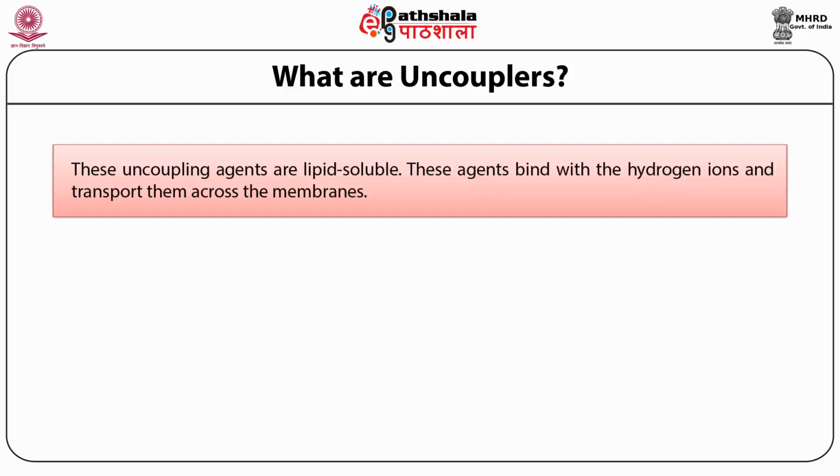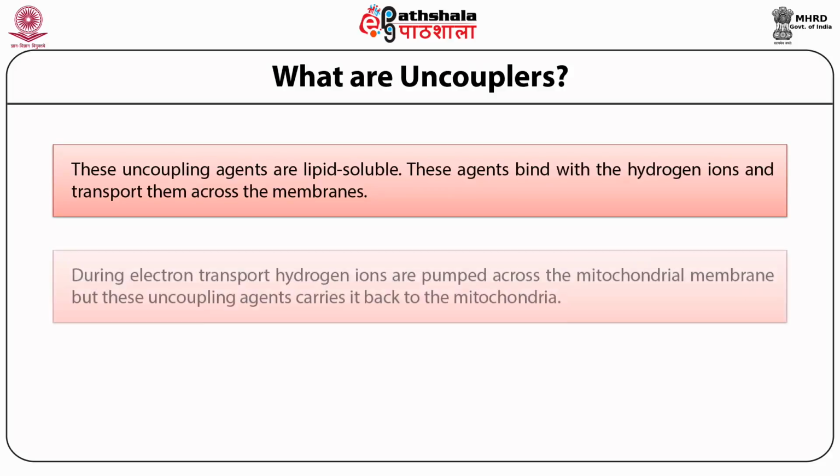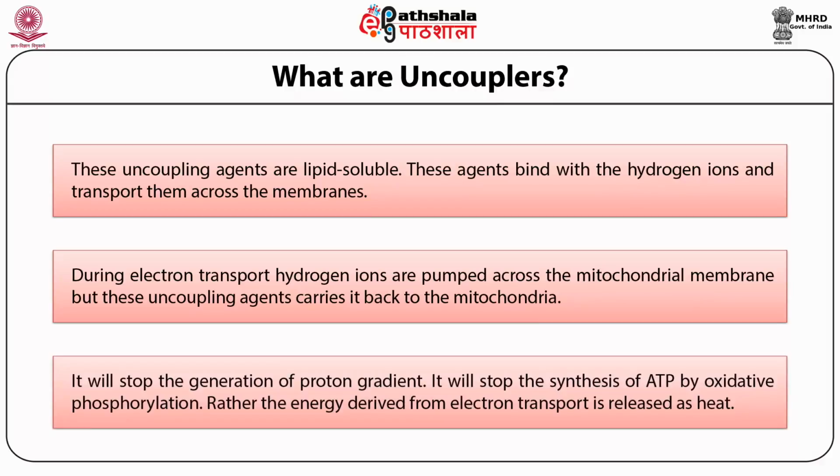These uncoupling agents are generally lipid soluble. These agents bind with the hydrogen ions and transport them across the membrane. During electron transport, hydrogen ions are pumped across the mitochondrial membrane, but these uncoupling agents carry them back to the mitochondria. So here, the gradient will not be generated since the hydrogen ions are carried back to the mitochondria. It will stop the generation of the proton gradient. It will stop the synthesis of ATP by oxidative phosphorylation. Rather, the energy derived from the electron transport is released as heat.